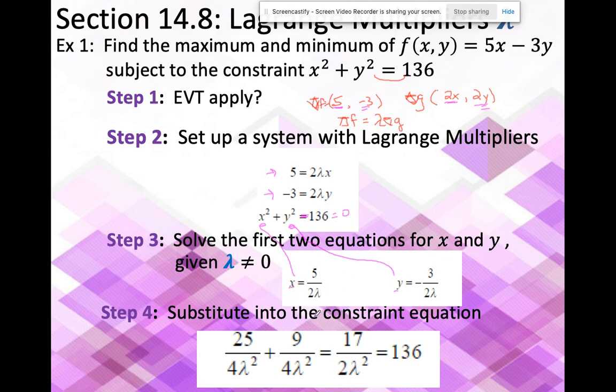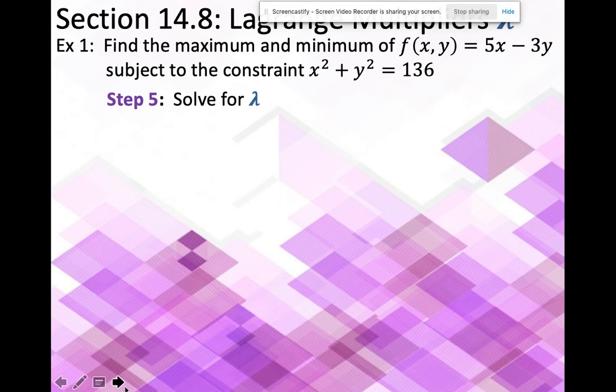So x squared plus y squared had a common denominator. So what is that? 34 over 4 lambda squared, which reduces to 17 over 2 lambda squared, is equal to 136. Solve that for lambda. And I got lambda squared is equal to 1 over 16. Nice numbers, kind of forced that way. So lambda is equal to plus or minus 1/4.